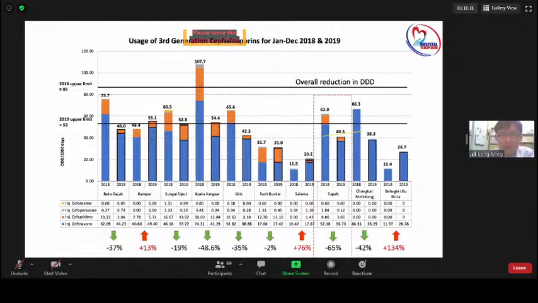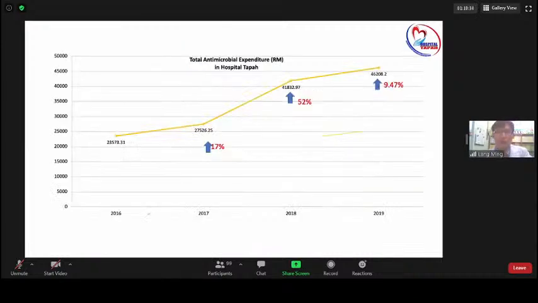You can inform them that if you use a lot of antibiotics and nothing changes, the infection is still there. But when you reduce the antibiotic, the infection is still there without an increase in the mortality rate. That is what we need to show the doctors. But the antimicrobial expenditure will always increase. This one is very difficult to control, because the raw material price or the manufacturer's price increases. So you can see the cost is increasing, although our DDD reduced.